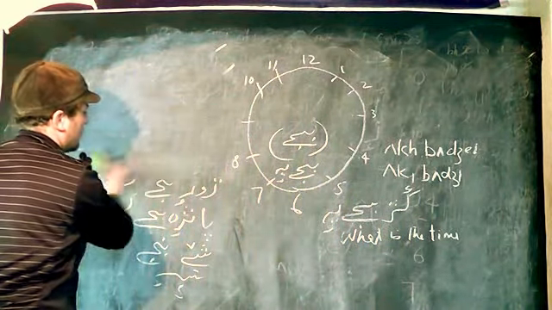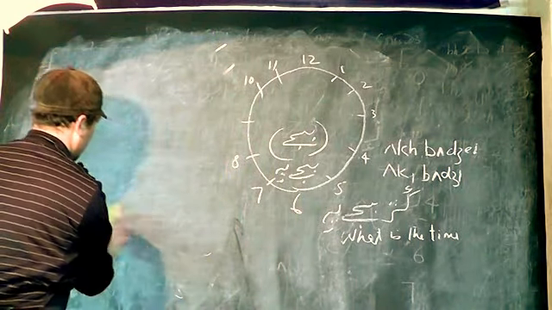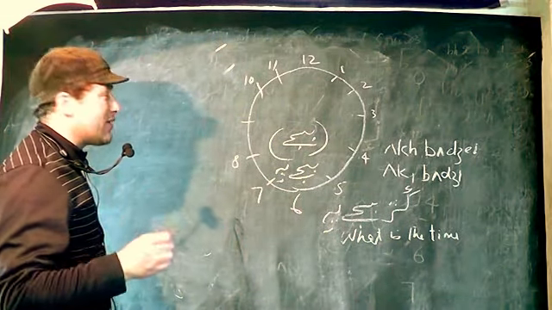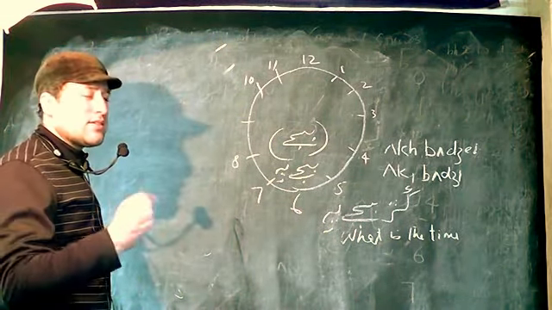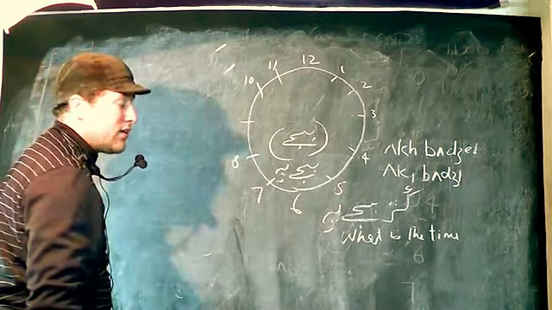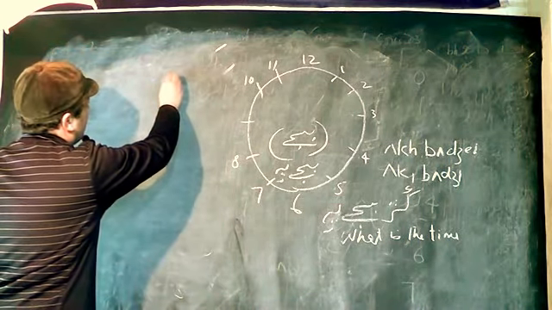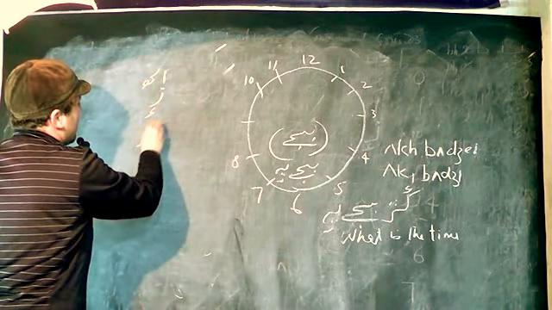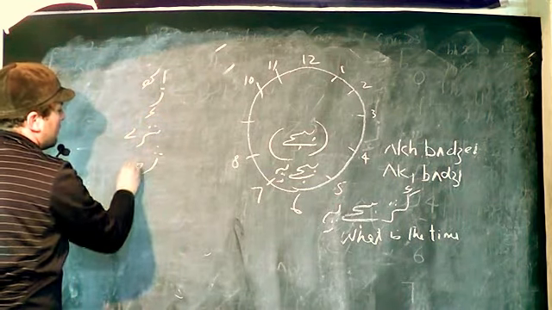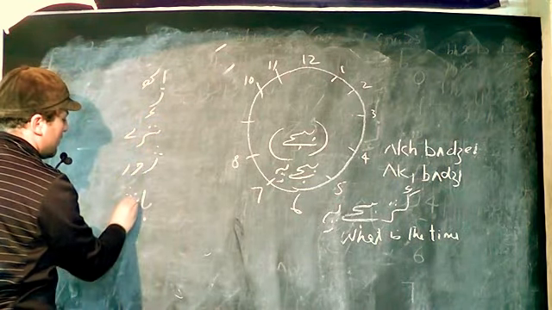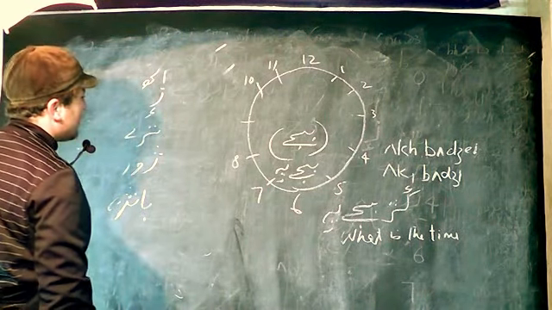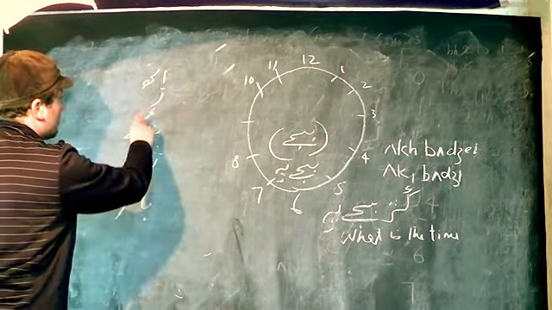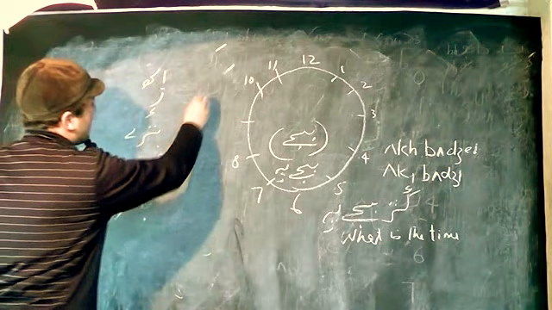See, you have to add one word before numbers up to 12. For example, your numbers are 1, 2, 3, 4, 5, 6, 7, 8, 9, 10. Now, what you have to add, you have to say that it's quarter past 1, quarter past 2, quarter past 3. So, you have to add this one.